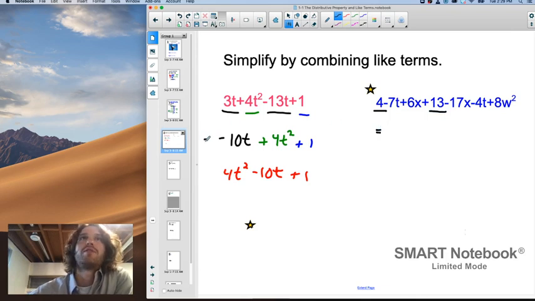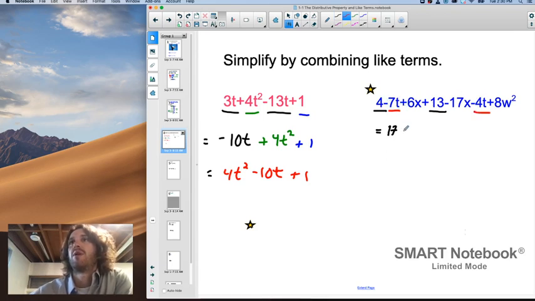So I'll say, and remember guys, these expressions are equal. A little faux pas on my part. 4 plus 13 gives us 17. I'm going to go through in red. Negative 7t, so we're looking at anything that's got a t to the first power and only a t to the first power, right there. So negative 7 plus 4 is negative 11t. In green, 6x and negative 17x. 6 minus 17 is also negative 11. Negative 11x. And coming through with purple, the last one, plus 8w squared.